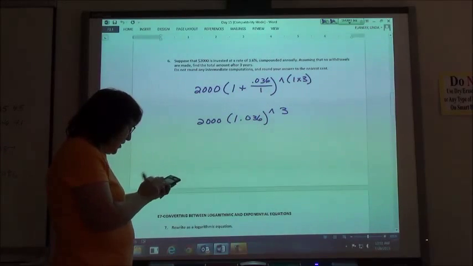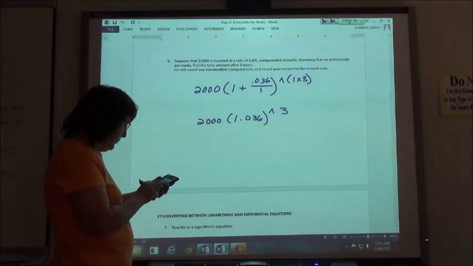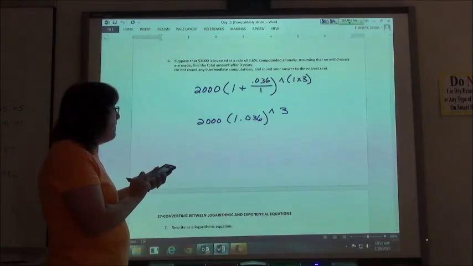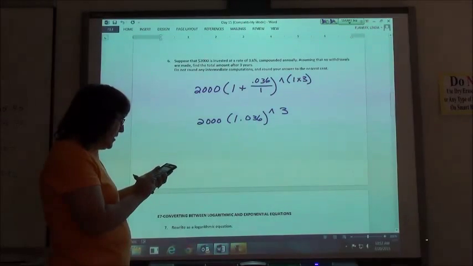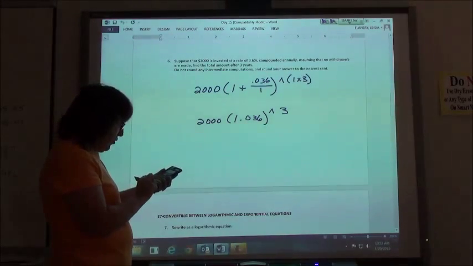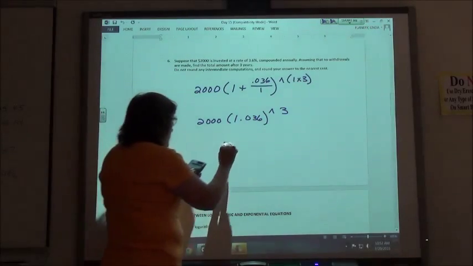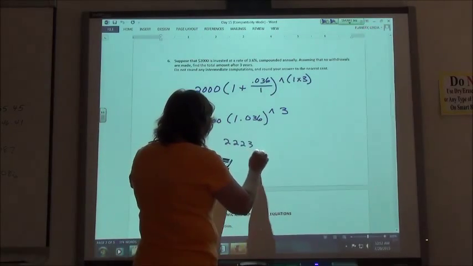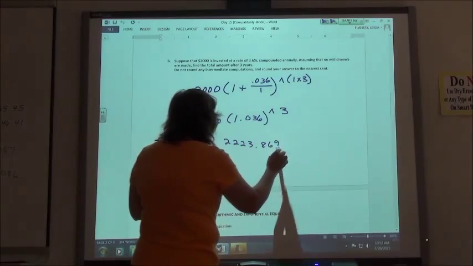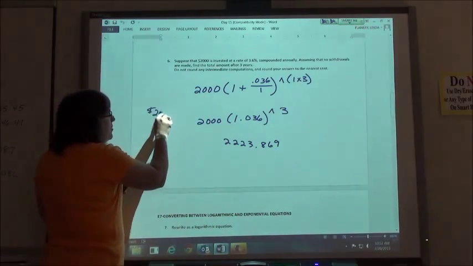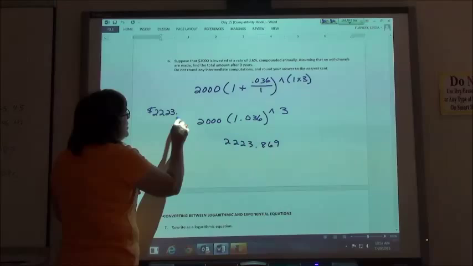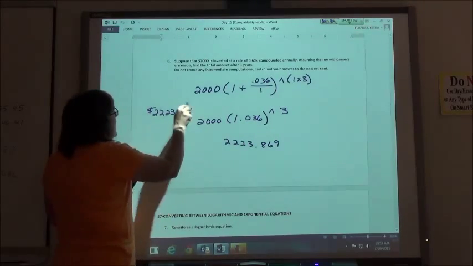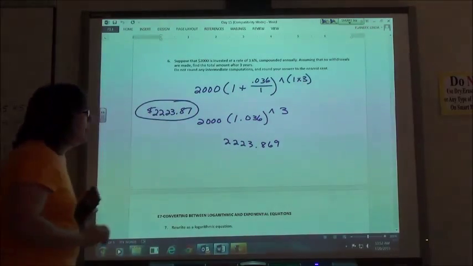Let's go ahead and punch that in. 2,000, 1.036 to the 3rd power. So 2223.869. So $2,223.87 is what we'd have to round that off to.